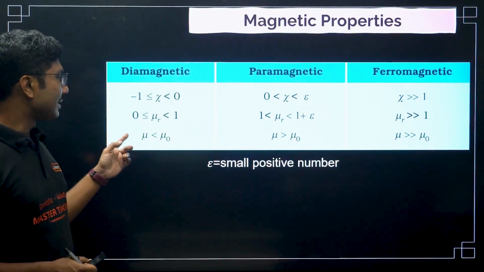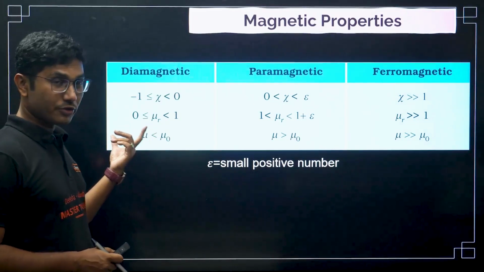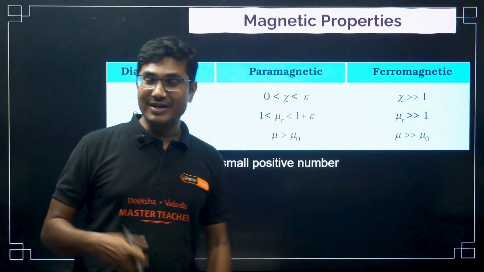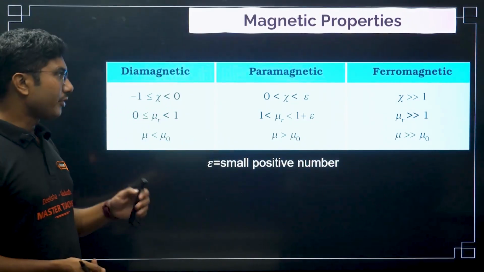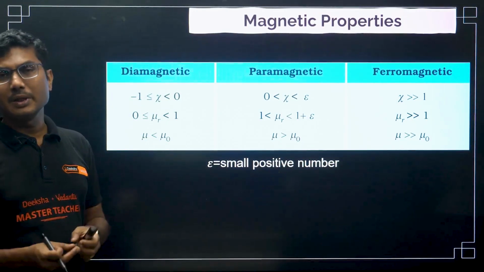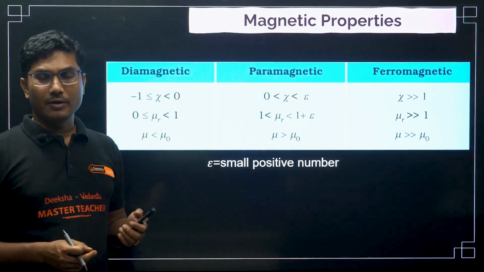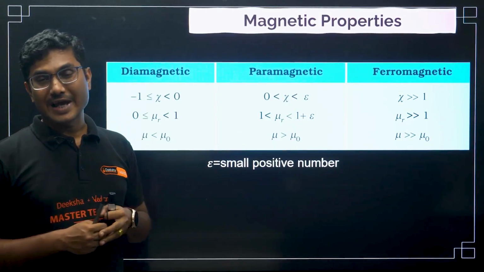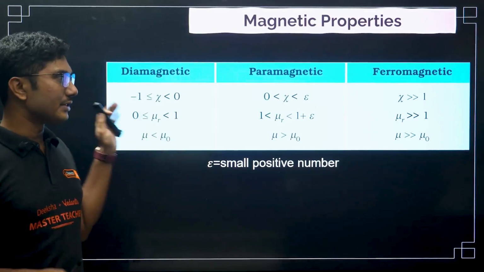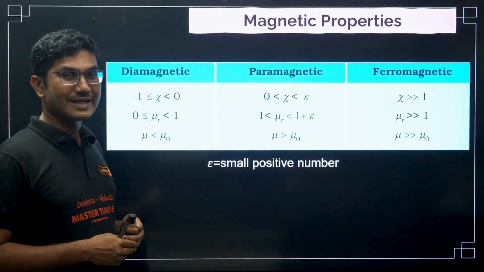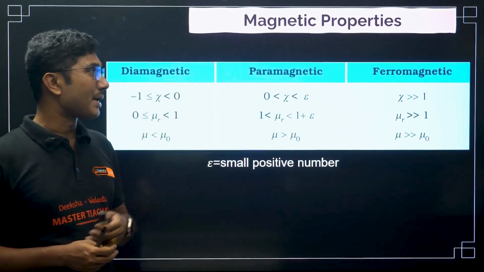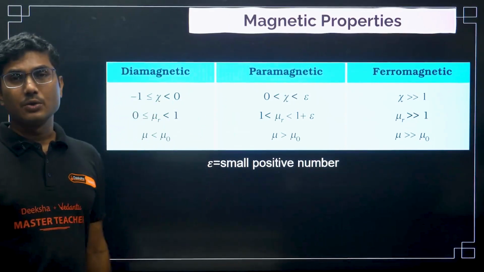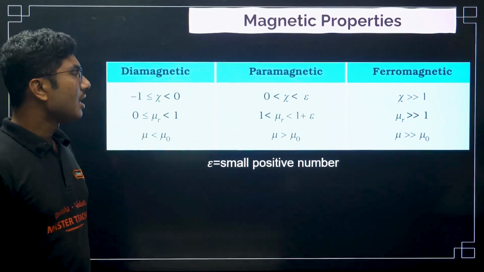Now as you can see, mu is less than mu naught here, which is possible. Here it is mu greater than mu naught, and here it is mu much greater than mu naught. So this is a small comparison table. Based on that you can remember it for MCQ questions and 2-3 marker questions, particularly difference questions. What is the difference between diamagnetism and paramagnetism? In that case you can use this table to differentiate between these substances.